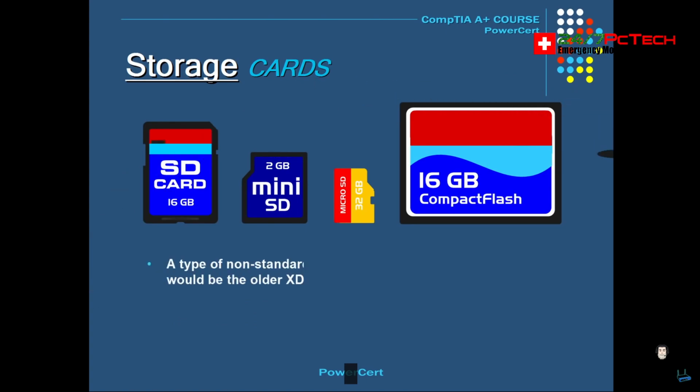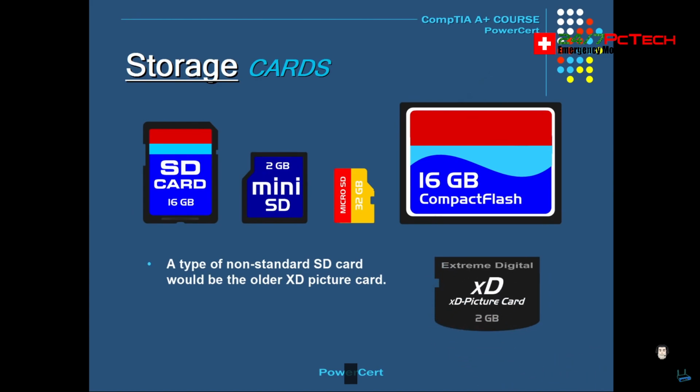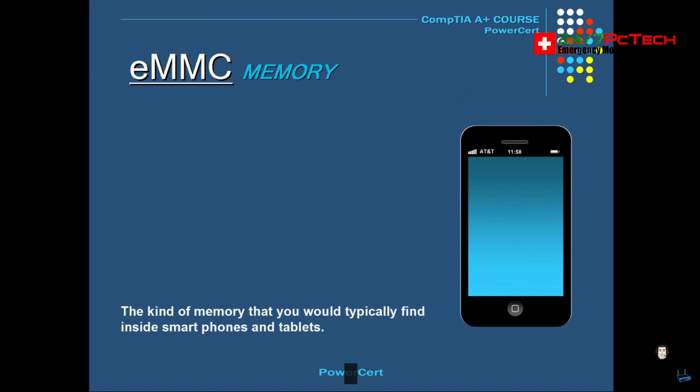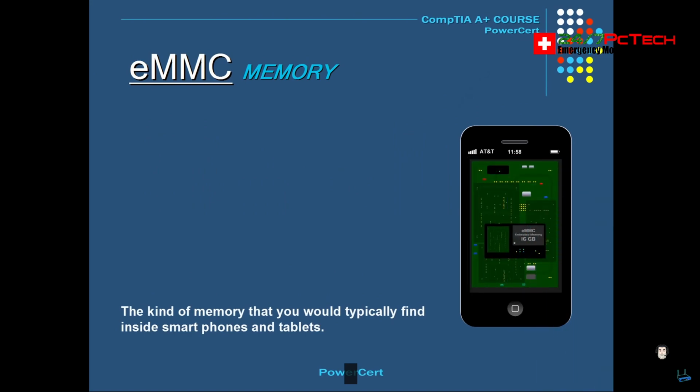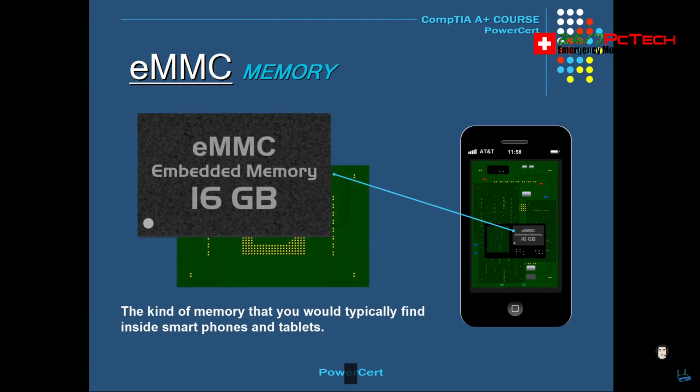And a type of non-standard SD card would be the older XD picture card, where XD stands for Extreme Digital. And this was a type that was proprietary in Olympus and Fujifilm cameras. The kind of memory that you would typically find inside smartphones and tablets is called eMMC. eMMC stands for Embedded Multimedia Controller. eMMC consists of putting flash memory and a flash memory controller into one package. So this is the tablet's or smartphone's internal or embedded memory and not the external storage like an SD card.